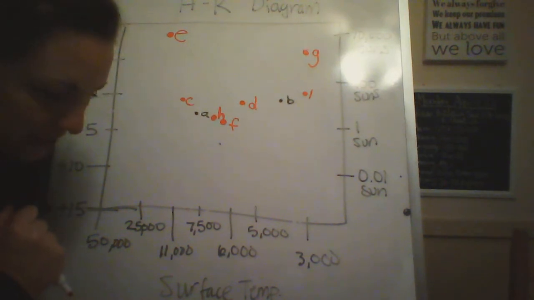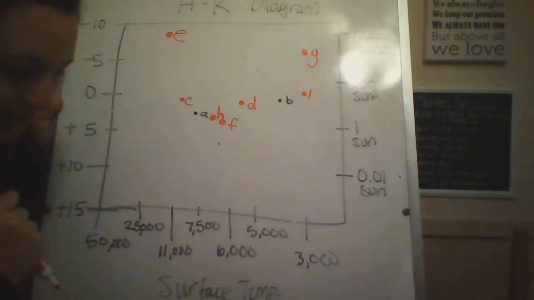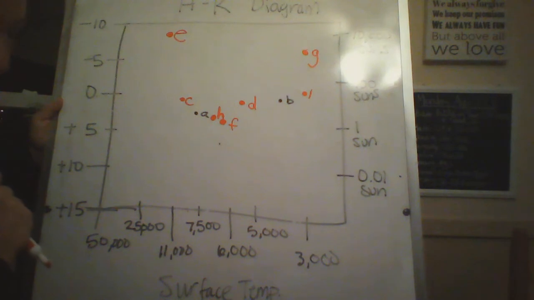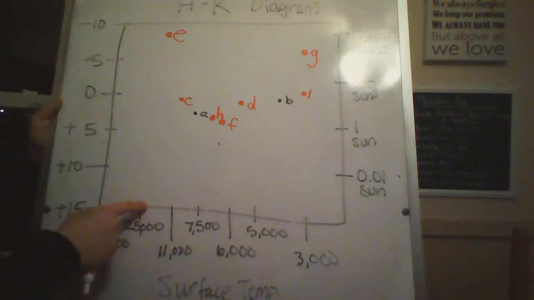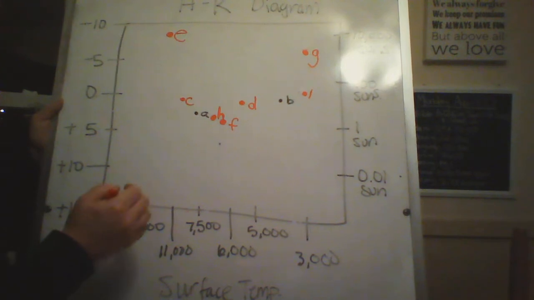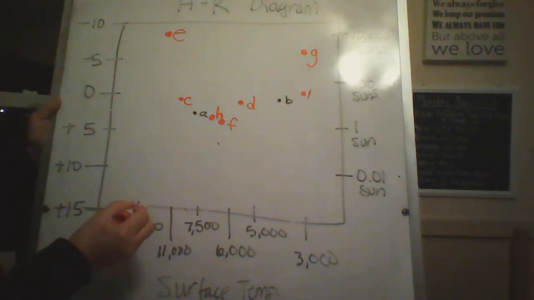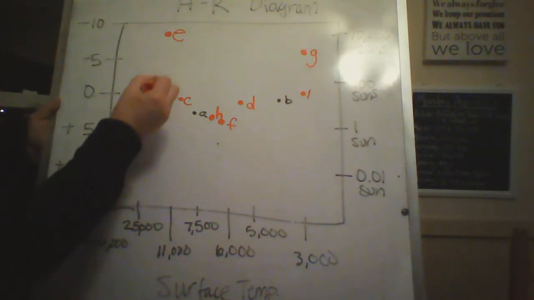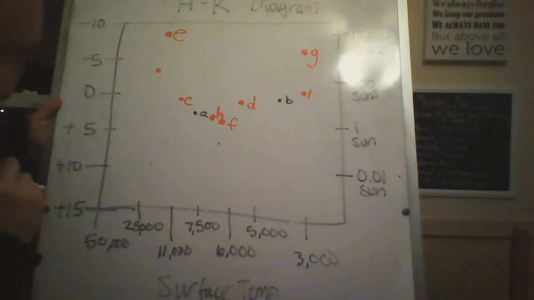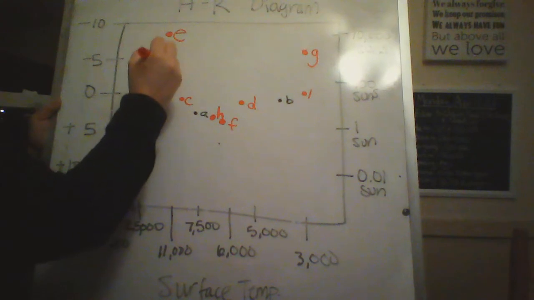J is next, and we have Spica, the star Spica. Spica is 22,000 approximate Kelvin for temperature. So 22,000, so we're way down here at the other end of the chart. 22,000 Kelvin, and we're at negative 3.2. So we're going to be following this all the way up to about here, negative 3.2, and we're going to label that as J.